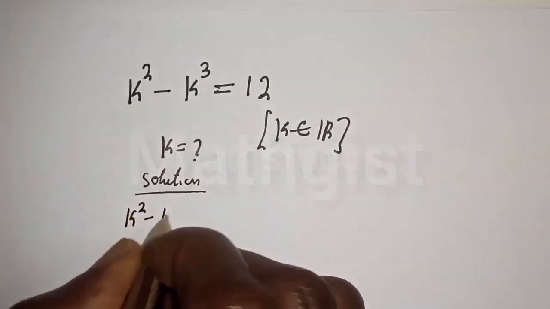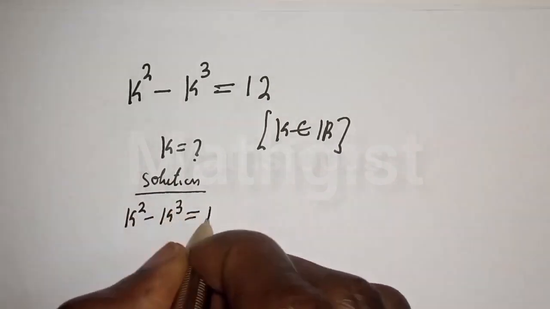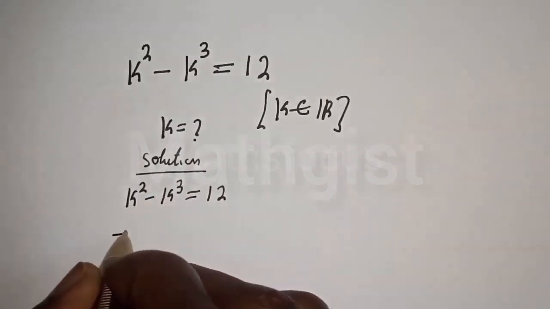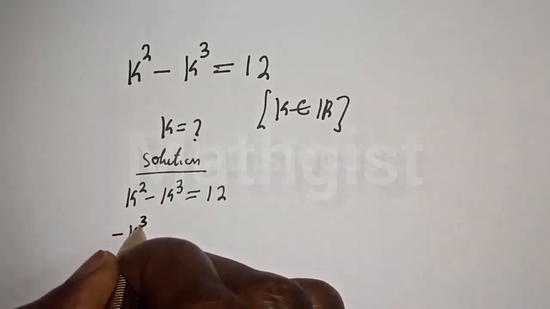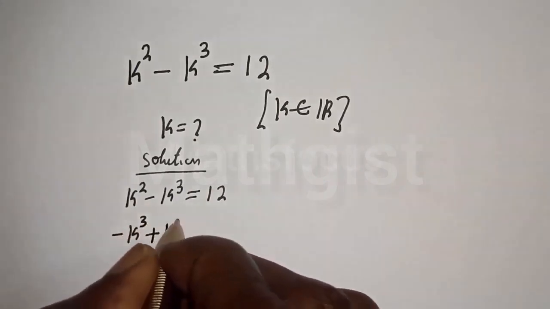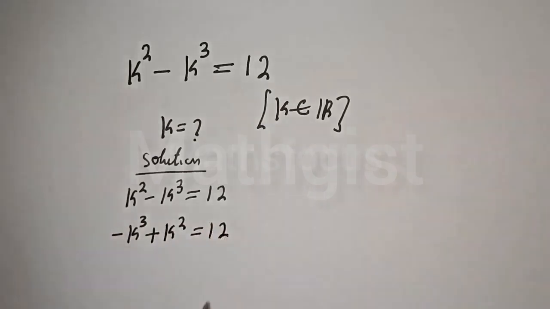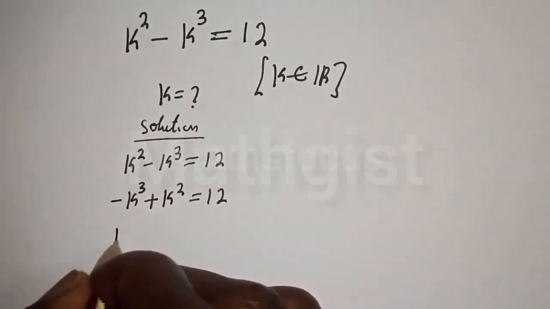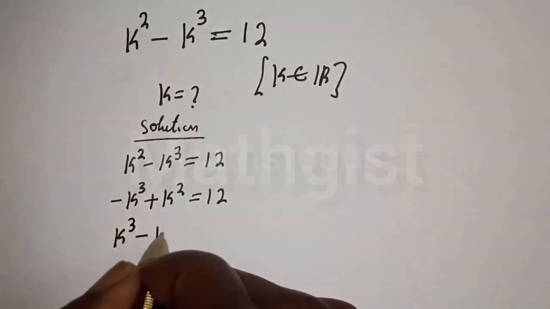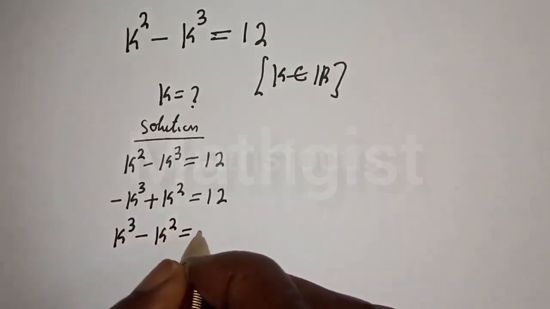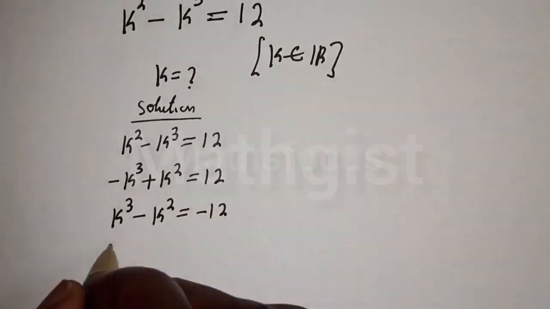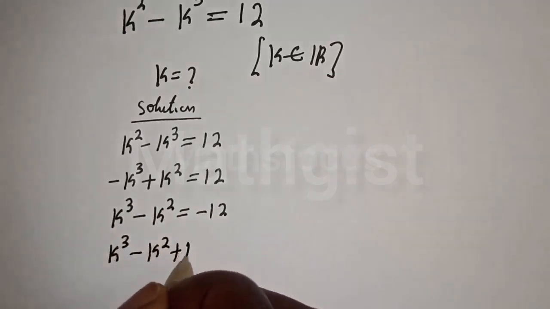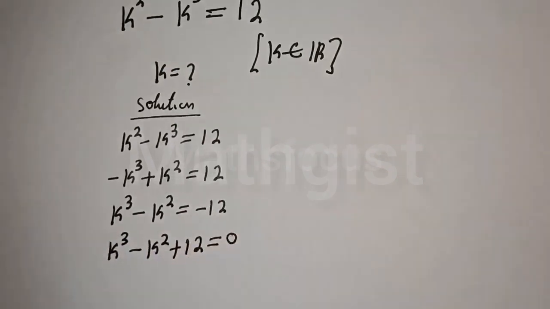k squared minus k raised to power 3 is equal to 12. Then we can rearrange this. We have minus k raised to power 3 plus k squared is equal to 12. Let's multiply all through by minus 1. Then here is k raised to power 3 minus k squared is equal to minus 12. Then k raised to power 3 minus k squared plus 12 is equal to 0.